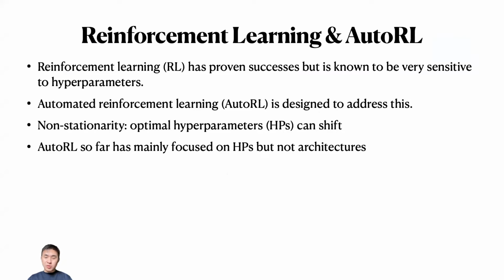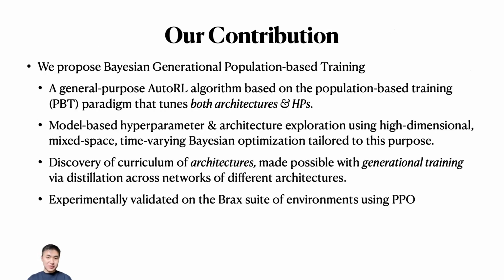RL has seen great progress in the past decade, but one limiting factor is its sensitivity to hyperparameters. Automated reinforcement learning, or AutoRL in short, is designed to address this. However, AutoRL has its own challenges. For example, in RL we often have non-stationarities, as optimal hyperparameters and architectures can shift during the training process. And secondly, AutoRL so far has mainly focused on tuning hyperparameters, but not architectures.